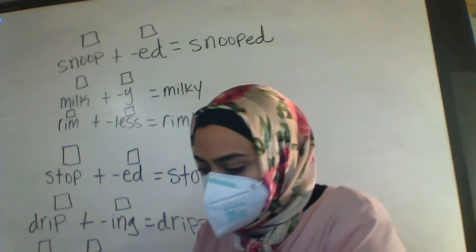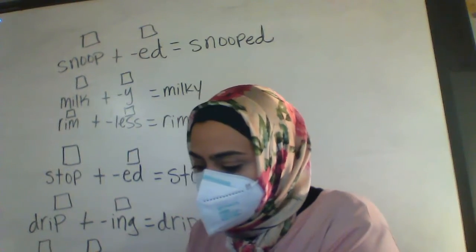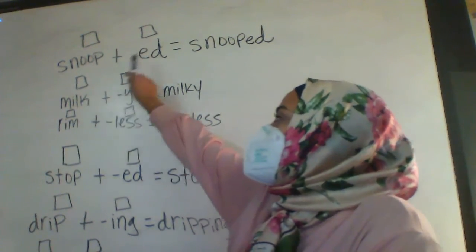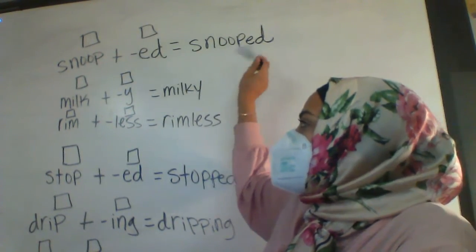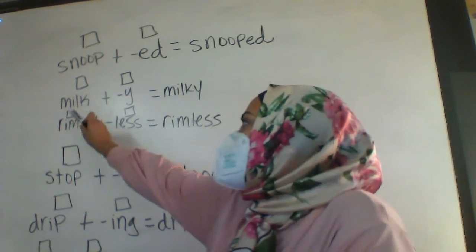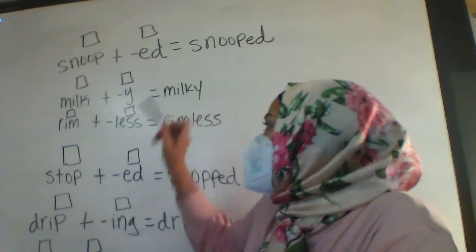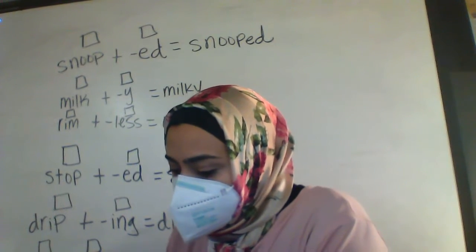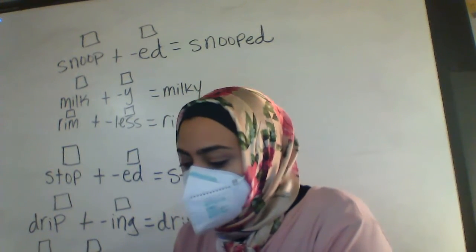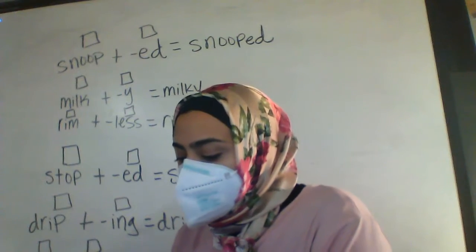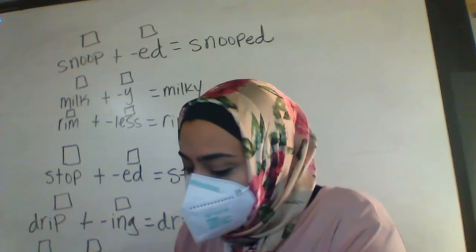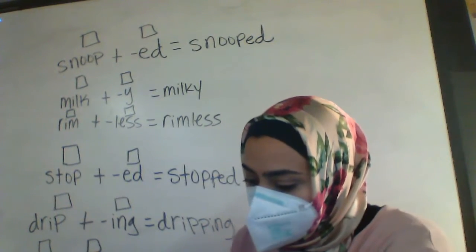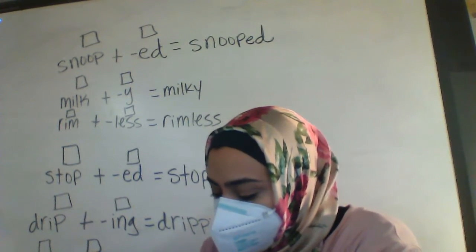What's different about the words in this column? Look, what's different about it? Did I double the consonant at the end? Did I write S-N-O-O-P-P-E-D? No. I wrote one P. Did I write M-I-L-K-K-Y? No. So I did not double the consonant in the root word. Why do you think the consonant wasn't doubled? Look at the words in these two columns and see if you can tell anything different about them. What's different about these two?